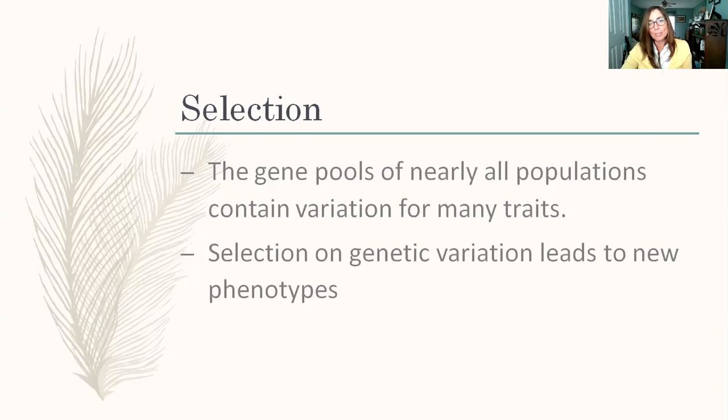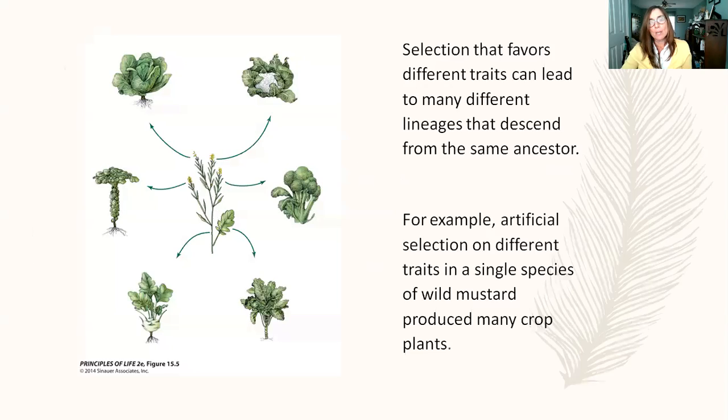And the first thing your book does is go through some examples of artificial selection. So they talk about how if you start with a wild mustard plant and you select for different traits of the plant that are attractive to you, then you can get a number of different lines from the same common ancestor. So for example, cauliflower, cabbage, and broccoli are all descendants from the wild mustard plant.